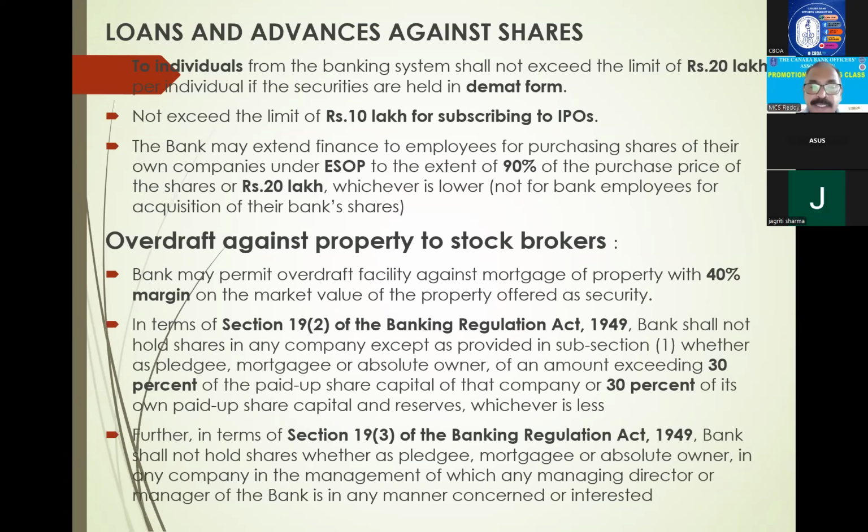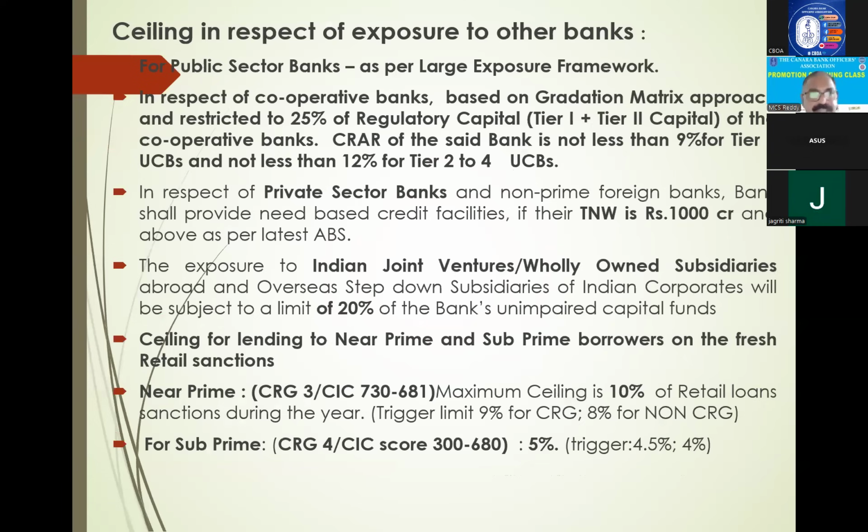Next, same section 19, subsection 3 of Banking Regulation Act. What it says is, if any of our directors worked earlier in that company, bank should not hold shares, whether as a pledgee or mortgagee or absolute owner, in any company in the management of which any managing director or manager of the bank is in any manner interested. If some of our directors have an interest in a company, interest means maybe he is a partner or a major shareholder or something like that, in such cases also, you should not take the company shares. No loans against that company's shares if some of our directors or managers are interested. This is section 19, subsection 3 of Banking Regulation Act, right?